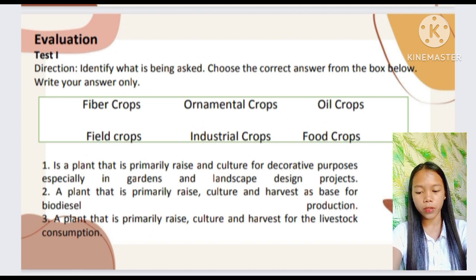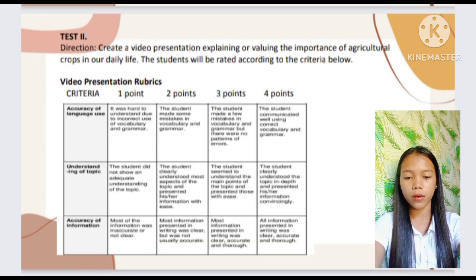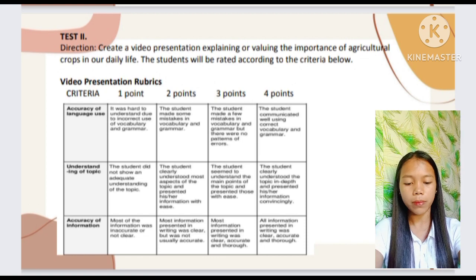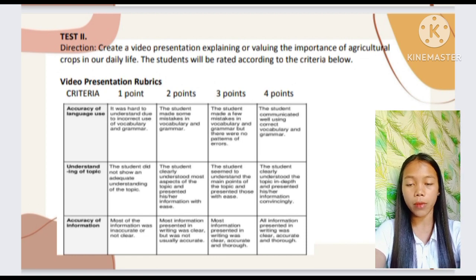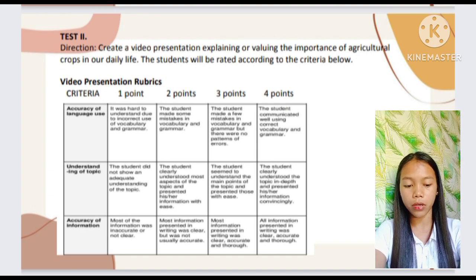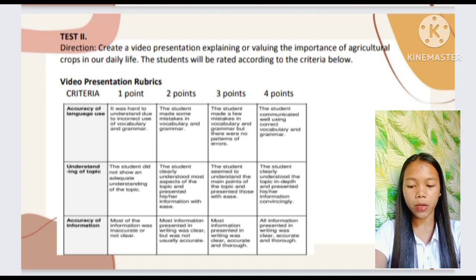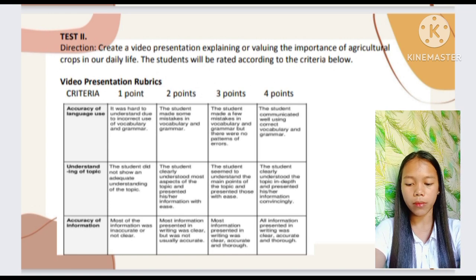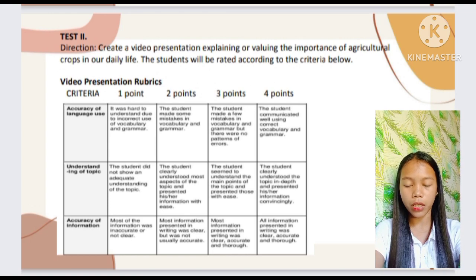So for test 1, for test 2, direction: create a video presentation explaining or valuing the importance of agricultural crops in our daily life. So the students will be rated according to the criteria below. Video presentation rubrics, criteria: accuracy of language use, understanding of topic, and accuracy of information.